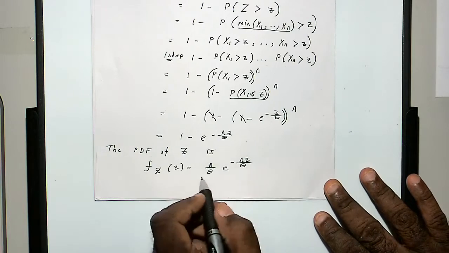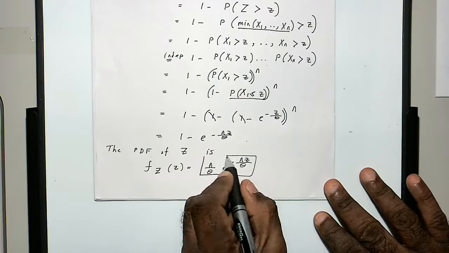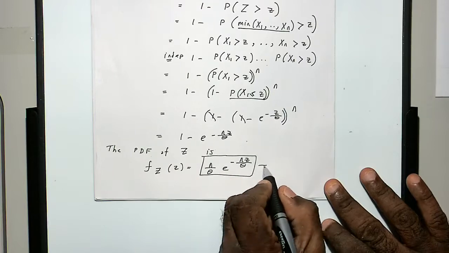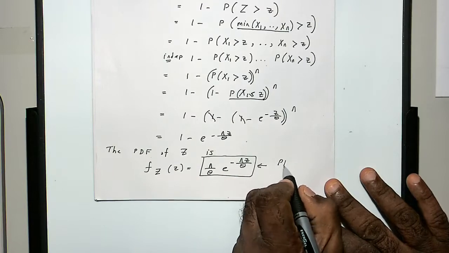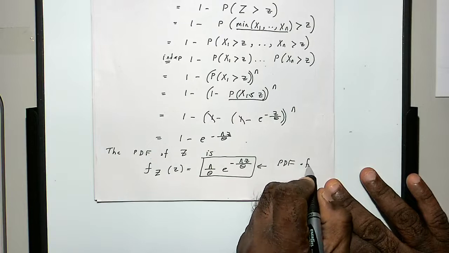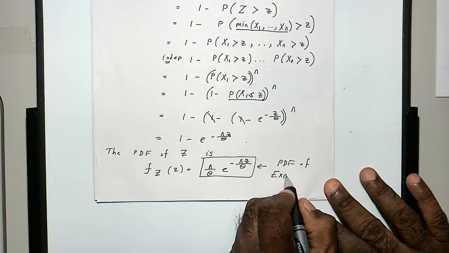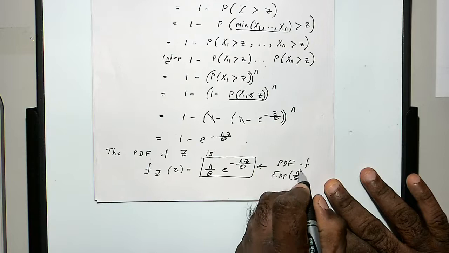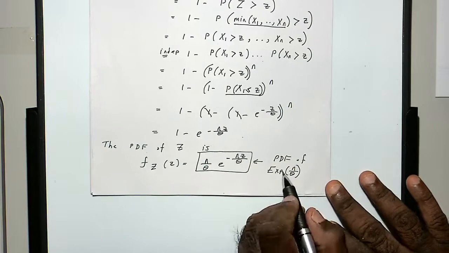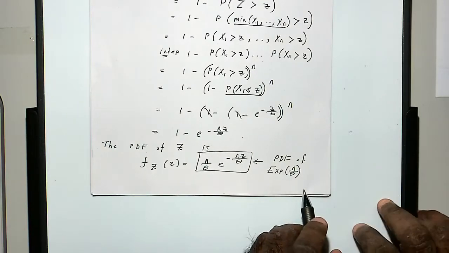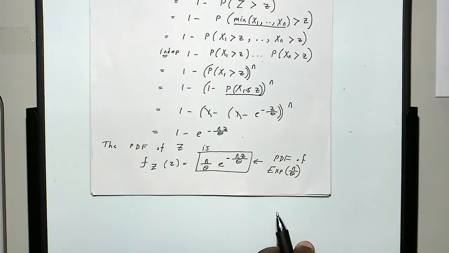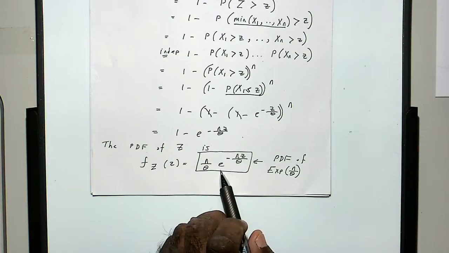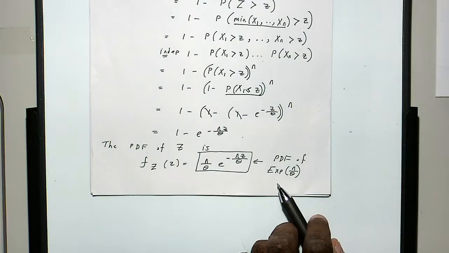Now what you see here is the PDF of an exponential distribution with parameter n by theta. Do you see that? What you see here is the probability density function of an exponential. You know the PDF of an exponential, right? It's like a times e to the power minus ax. So what you have here is the PDF of an exponential with parameter n by theta, right?